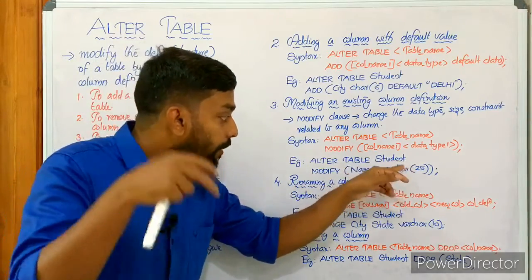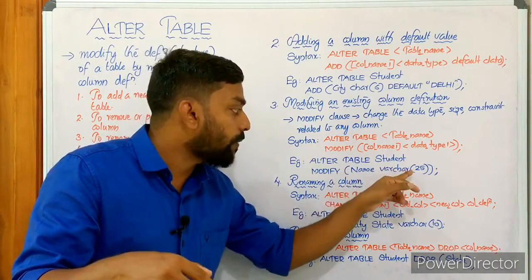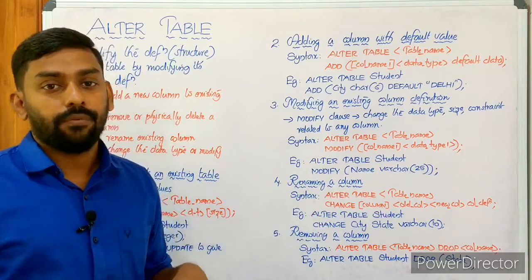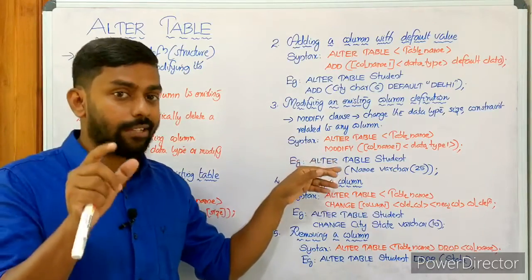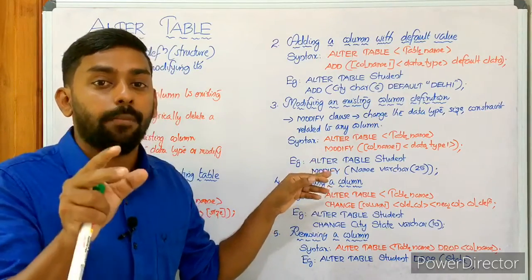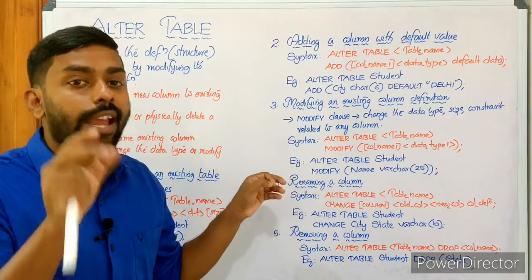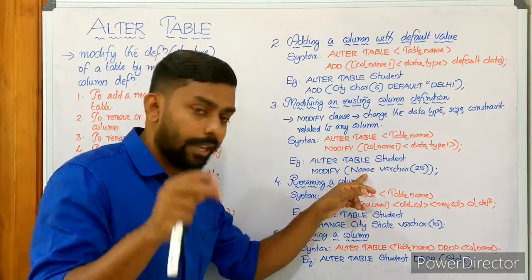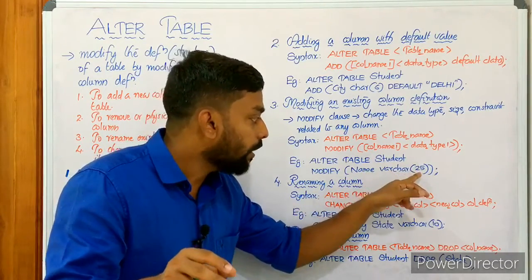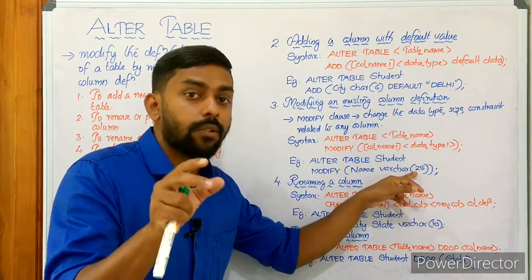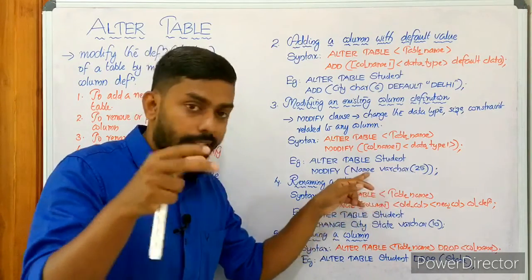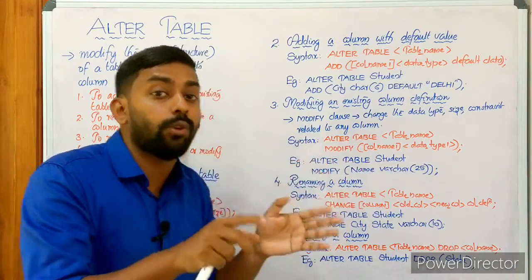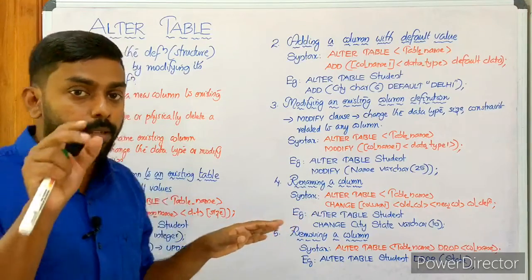With this command we are modifying the size of name from 20 to 25. Hope we get it. Name is a column which already exists in student. So alter table student, modify name varchar 25. Here 25 is the new size. At present the size is 20, and with this command we are modifying the size of name from 20 to 25. That's it, a very simple logic concept.